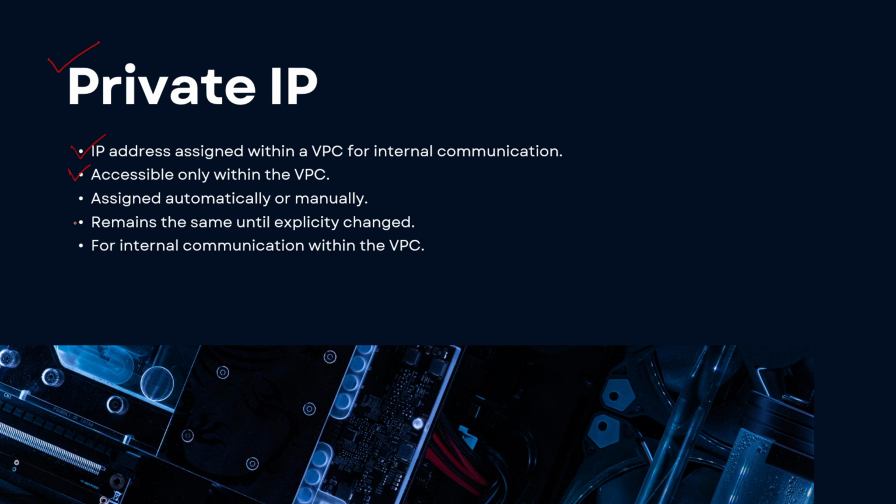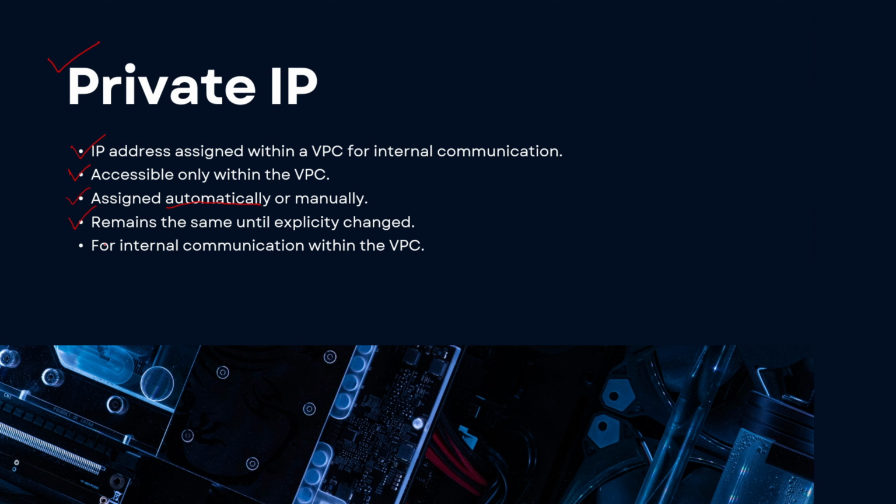For example, if you have two virtual machines deployed in the same VPC, then they can communicate with each other using a private IP address. Again, this private IP address is normally assigned automatically and can also be assigned manually, but as I mentioned previously, we normally stick to the automatic assignment of private IP addresses.